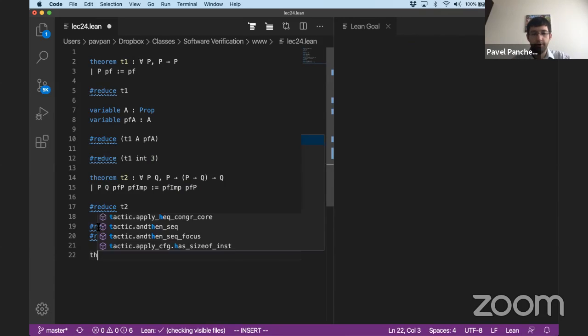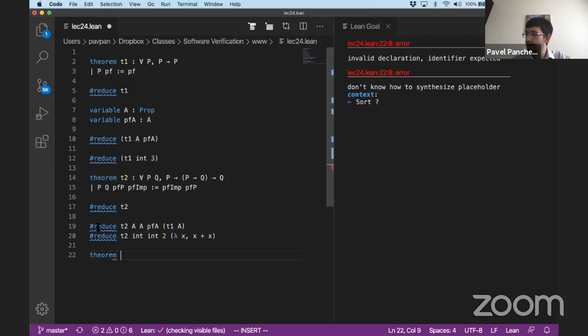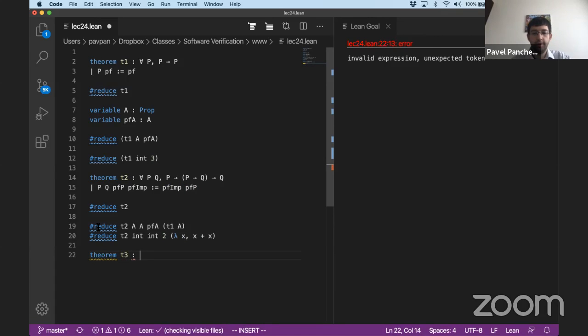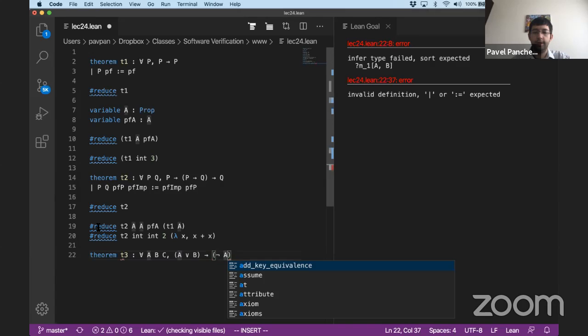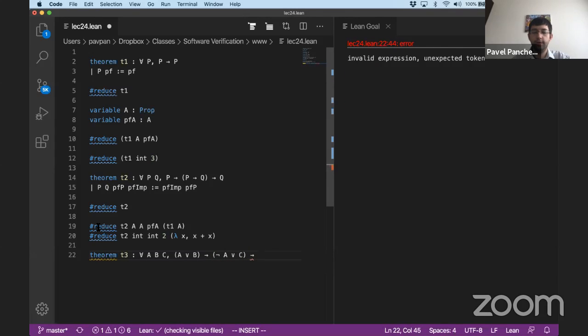Let me prove one more of these. This is a logical fact that we ran into in the beginning of the course that we actually call logical resolution. Logical resolution works like this. It says if you know that A or B is true, and you know that not A or C is true, then you know that B or C is true. So this one we're going to do by analysis of cases.